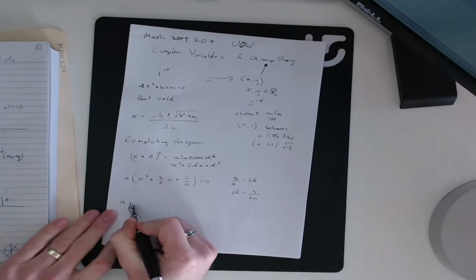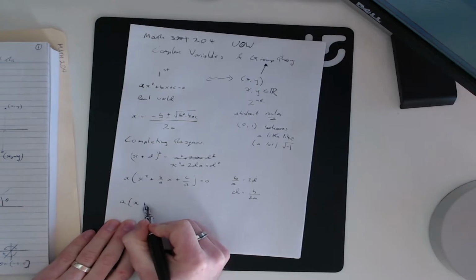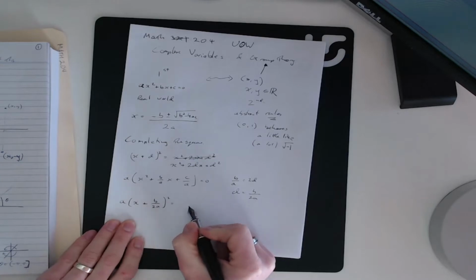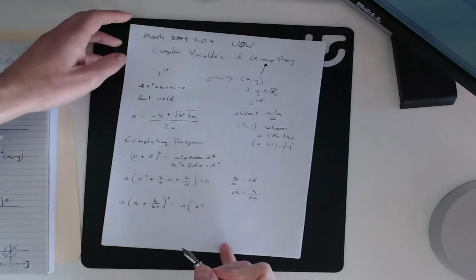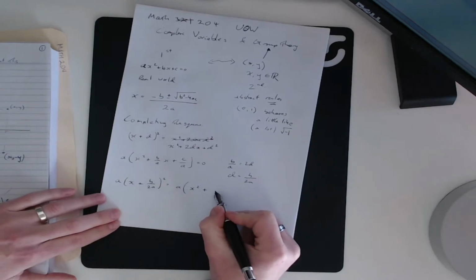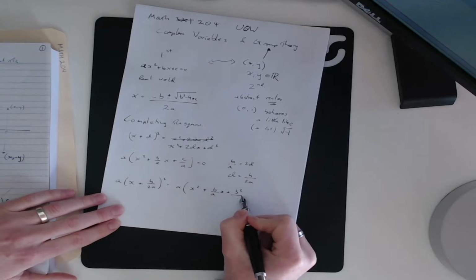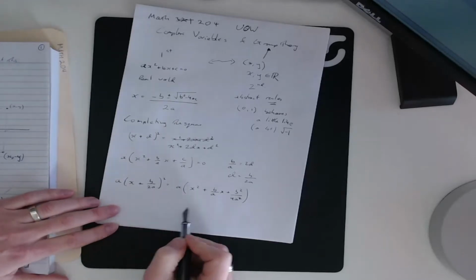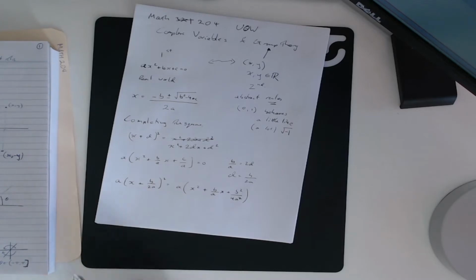So let's write down this: a times x plus b over 2a, squared. Well, this is equal to a times x squared plus bx plus b squared over 4a. And this is clearly different from that, right? But you can see what terms might be missing. We can add them in, take them off, so we change by 0.